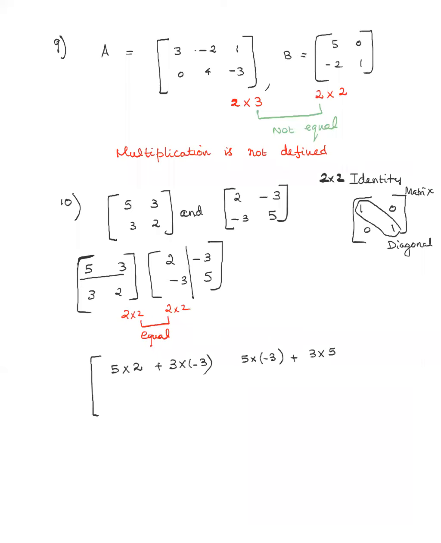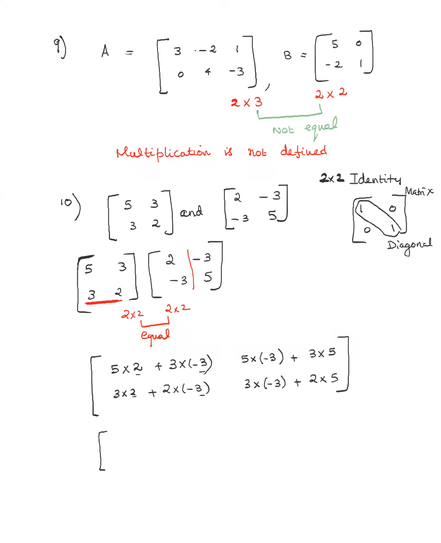So we are done with the first row. Then take the second row and multiply with the first and the second column. It's going to be 3 times 2 plus 2 times -3. If you notice, these numbers are the same here because we are using the same numbers. Then 3 times -3 plus 2 times 5.